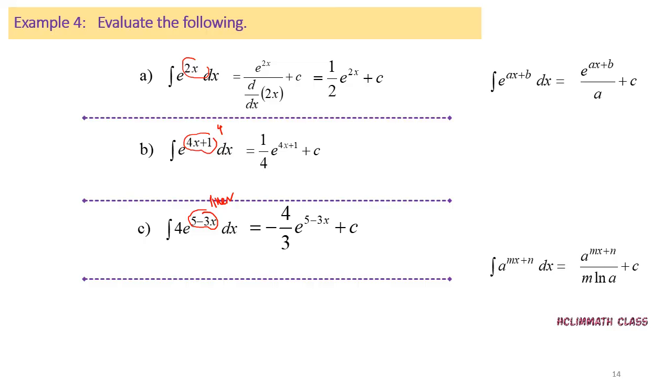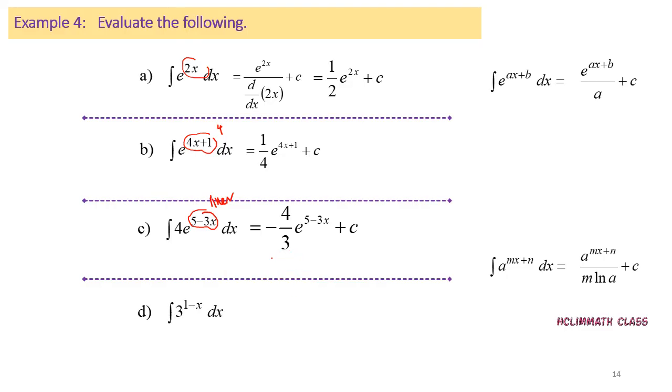So this is how we get it. This means that when I differentiate, I copy back my exponent. So I have e to the power of 5 minus 3x divided by the differential of 5 minus 3x, you get a negative 3. That's why you get the minus 4 over 3 e to the power of 5 minus 3x plus c. Okay, clear?